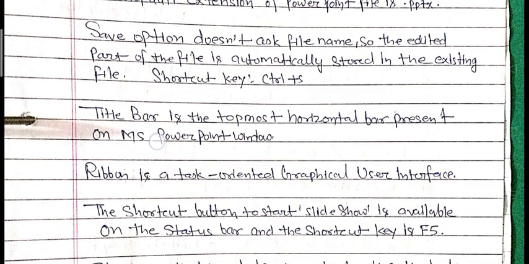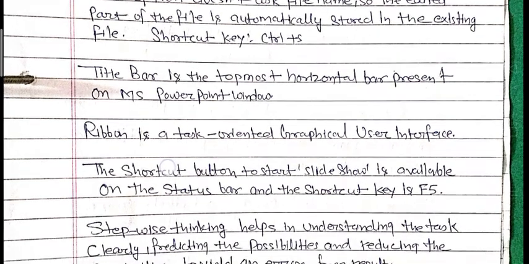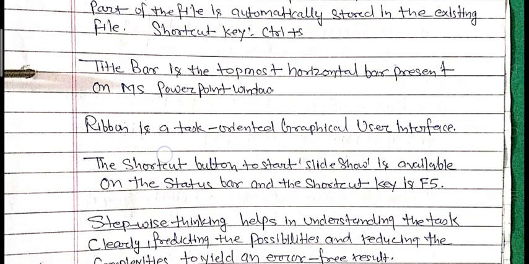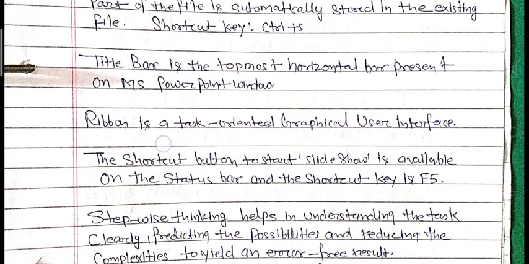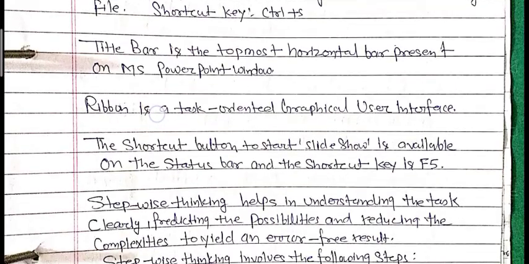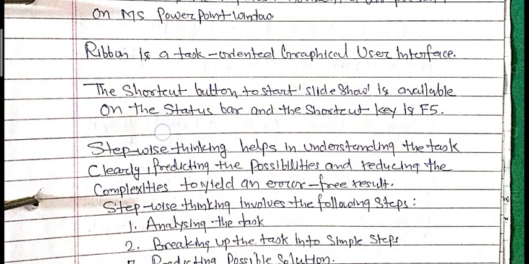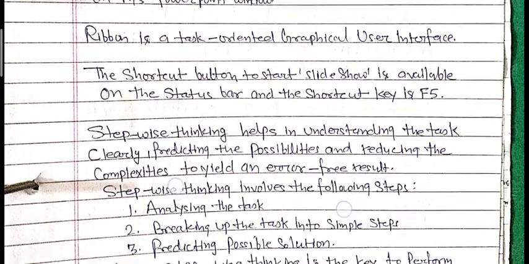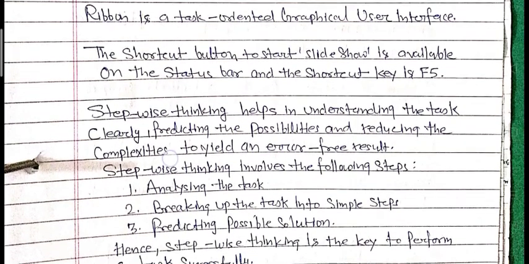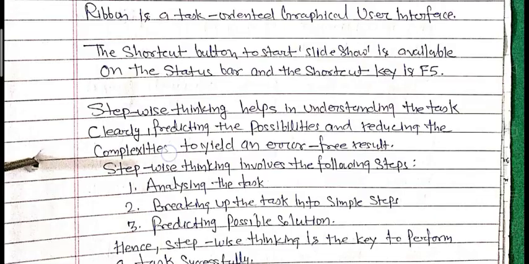The title bar is the topmost horizontal bar present on the MS PowerPoint window. The ribbon is a task-oriented graphical user interface. The shortcut button to start a slideshow is available on the status bar, and the shortcut key is F5.